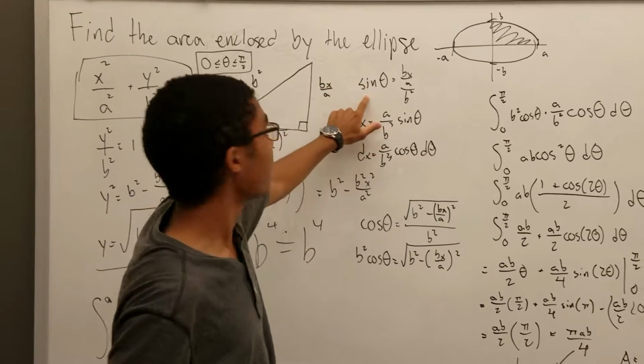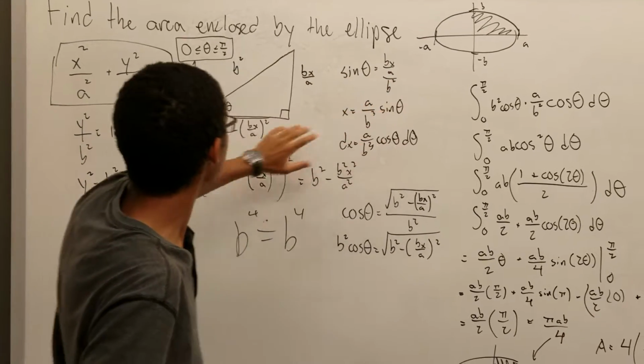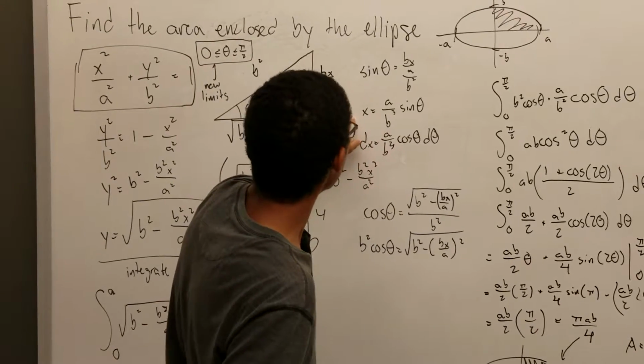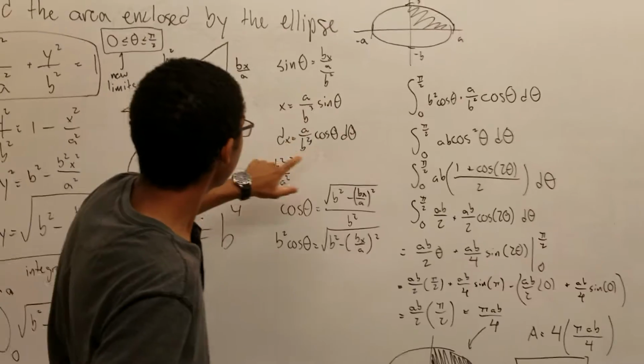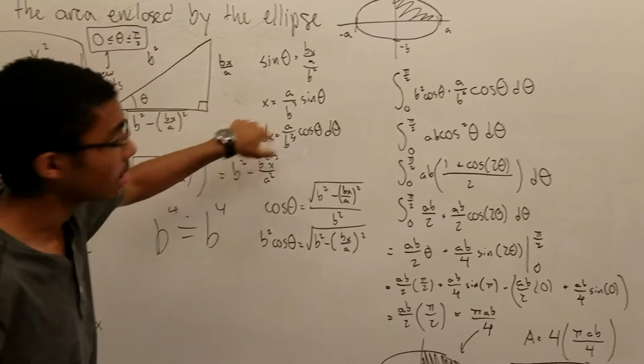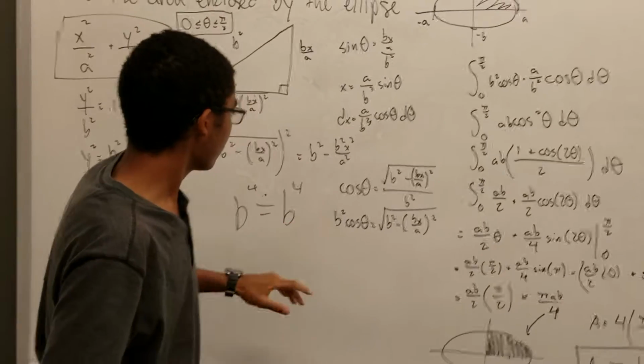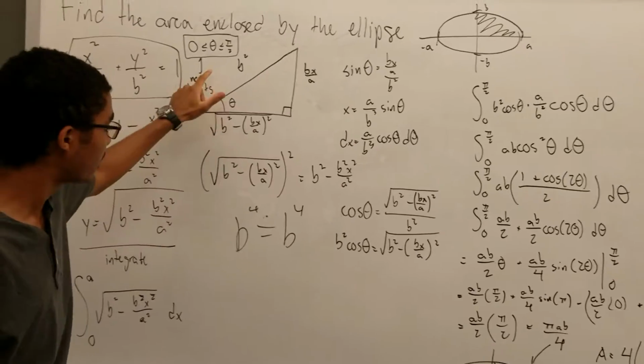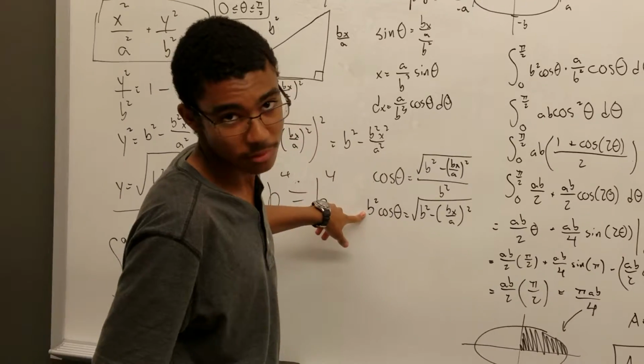So I have right here sine theta is equal to b x over a b squared, again sine theta is opposite over hypotenuse. Then I have x over here, I just solve for x, getting this. Then I have my dx right here, which I'm going to need later for my integral. And cosine as well right here, using the same thing, adjacent over hypotenuse, and then again solving for b over here.